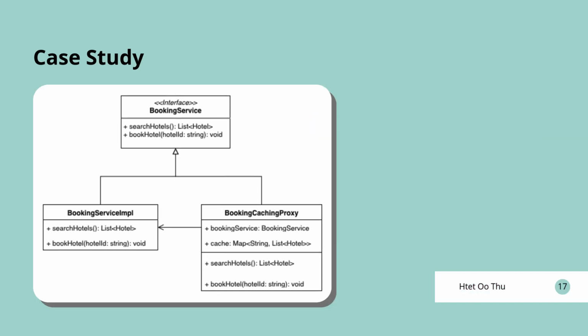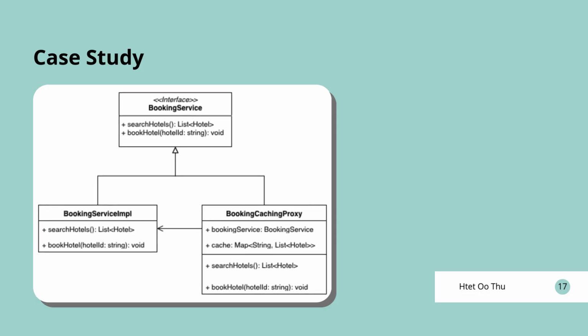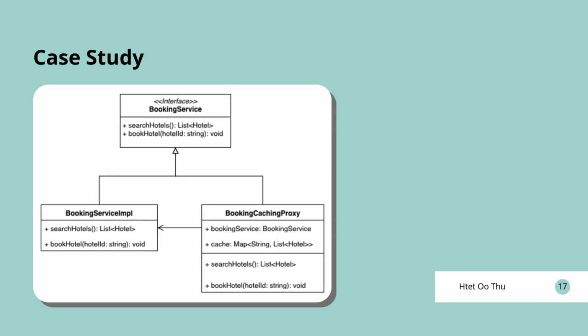This diagram shows how the proxy pattern is applied in a hotel booking system. At the top, there is a booking service interface which defines the two main operations, search hotel and book a hotel. Both the real service and the proxy implement this interface. On the left, the booking service Impl is the real service. It contains the actual logic to fetch hotels and handle booking by directly interacting with external APIs or database. On the right, the booking caching proxy acts as a wrapper.